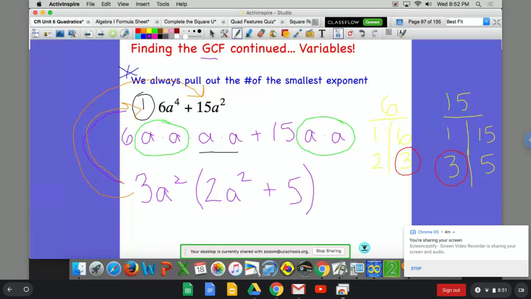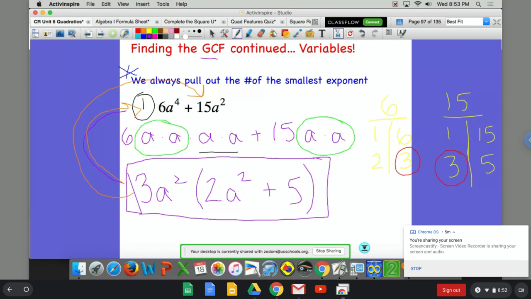So in order to completely factor this problem, oh gosh, sorry about that. Seems my pen's a little messed up. Got some buffering. But you get 3a squared, parentheses, 2a squared plus 5. And I know that has got a lot going on with it, but this is just the first example. And so hopefully the next one will look a little bit cleaner and a little bit easier.